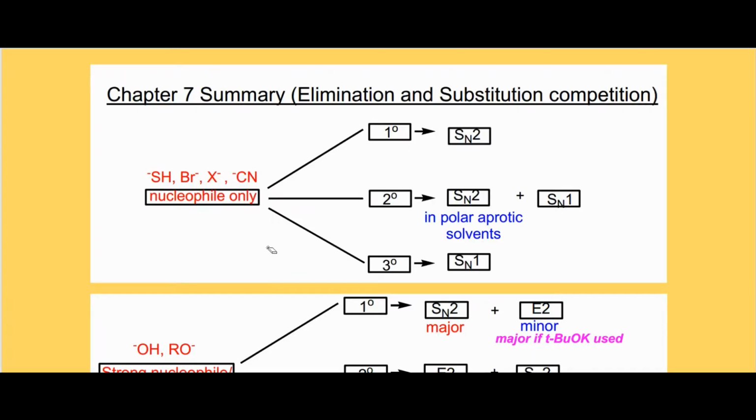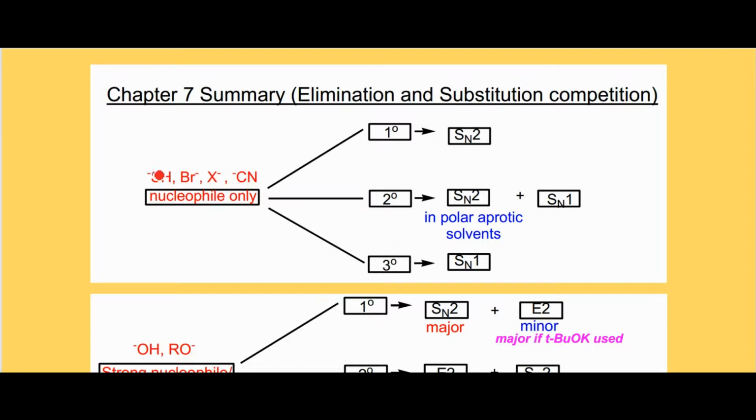In this long video, we're going to talk about elimination substitution reactions, and I'm just going to describe how to decide whether a reaction is going SN1, SN2, E1, or E2. So the first thing you want to know is the type of substrate that you have, whether it's primary, secondary, tertiary. We're going to talk about that soon.